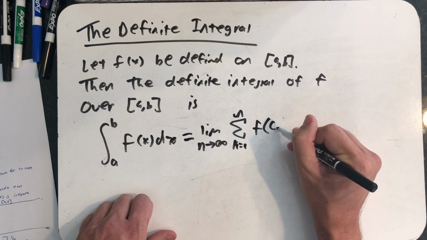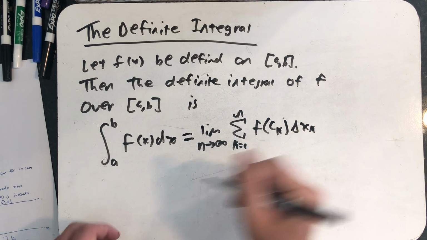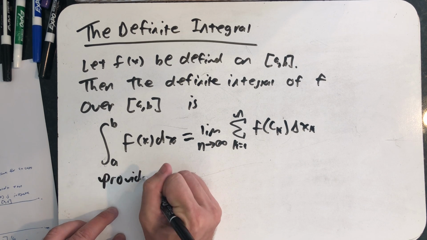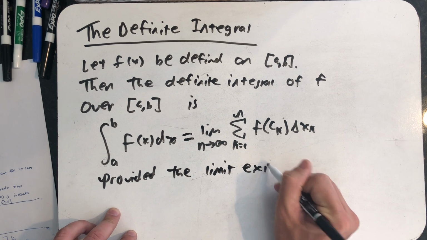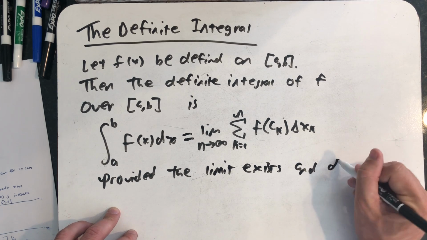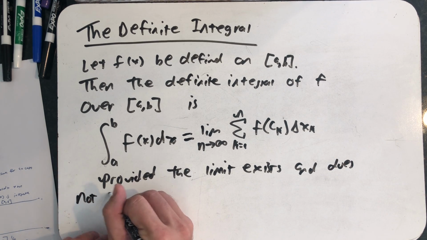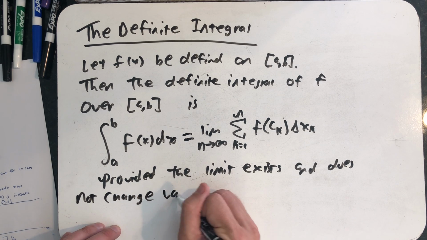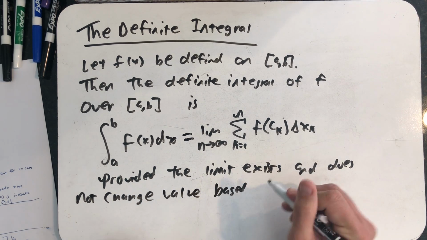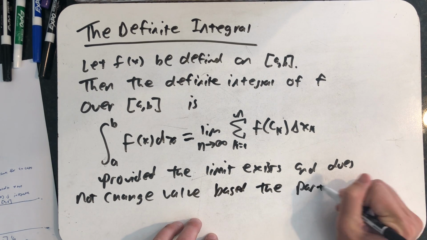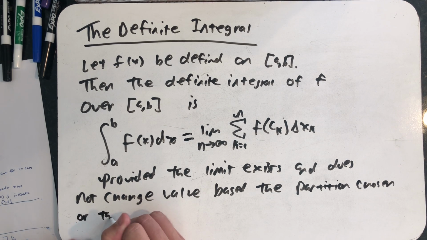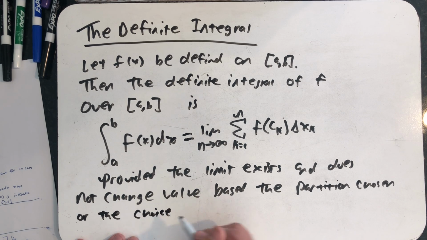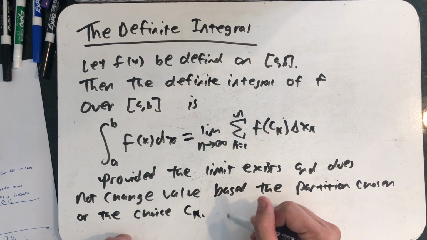to this limit of Riemann sums, provided the limit exists and does not change value based on the partition chosen or the choice of the c sub k's.